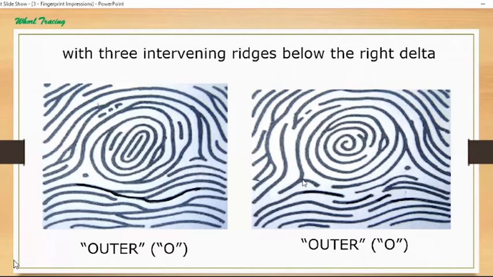This is the left delta. This is the right delta. The first ridge below is the so-called tracing ridge. You have to trace it. Pag naputol, baba. Until you reach the right delta. Pag narating mo na yung right delta, you have to count the intervening ridges from the tracing ridge to the right delta. When the intervening ridges from the tracing ridge to the right delta is 3 or more, and the tracing ridge is below the right delta, that is designated as outer. Yan.